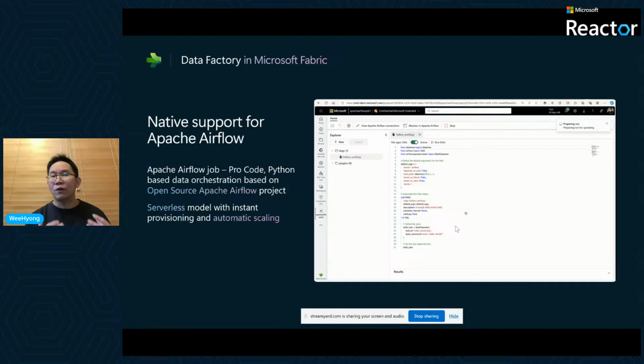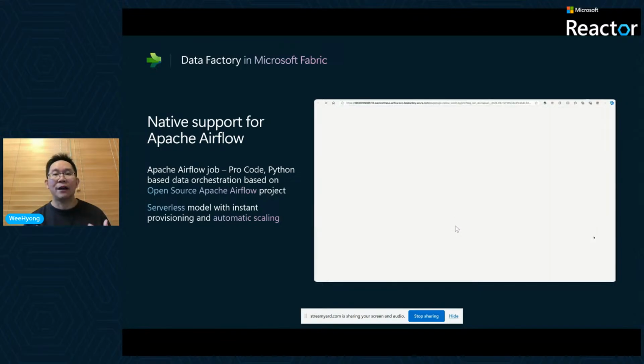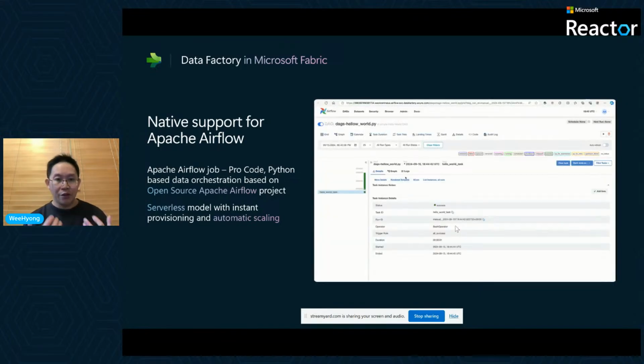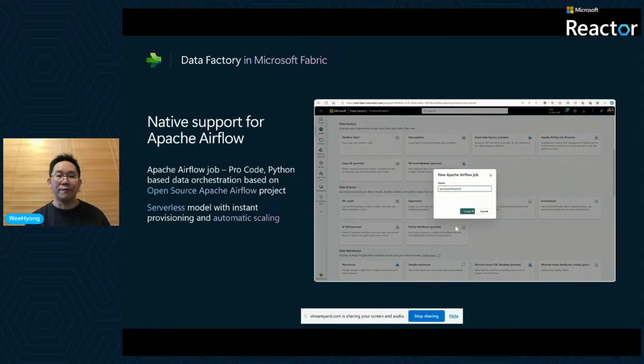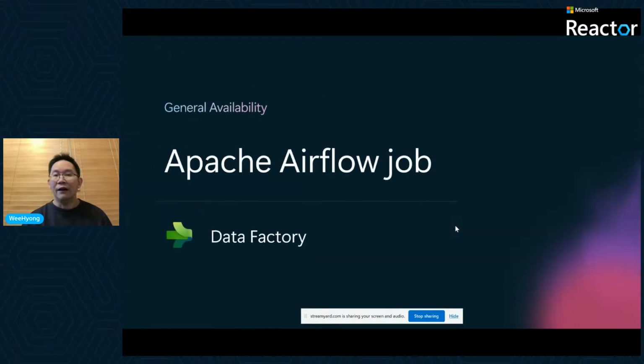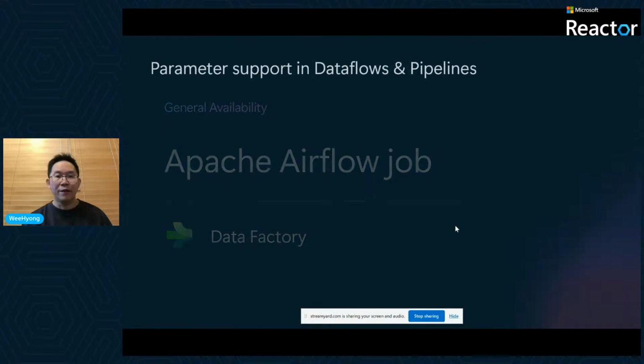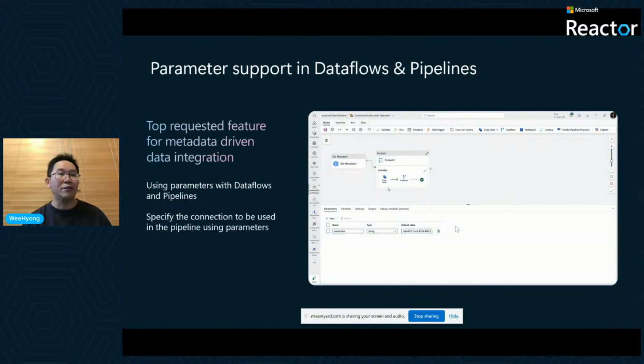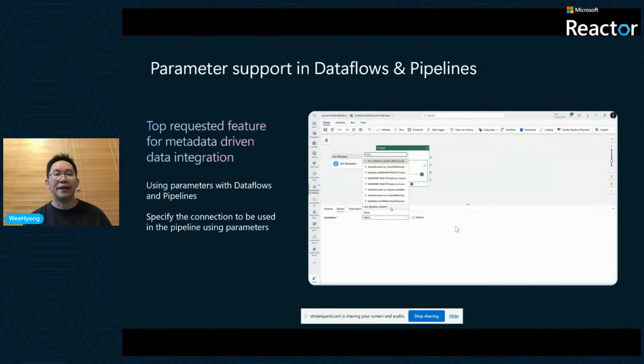And Apache Airflow is one of the fast-moving open source project, right, that allows you to do a code-first data orchestration by creation of a DAG using Python code. And so we brought Apache Airflow job into Fabric Data Factory, but more importantly, we provide you with a serverless model that has instant provisioning and automatic scaling of your Airflow cluster. Now, Apache Airflow job is now generally available, and more importantly, we're going to continuously innovate in the orchestration space.